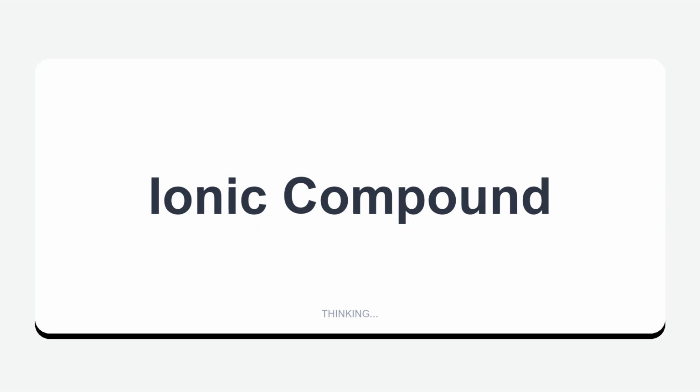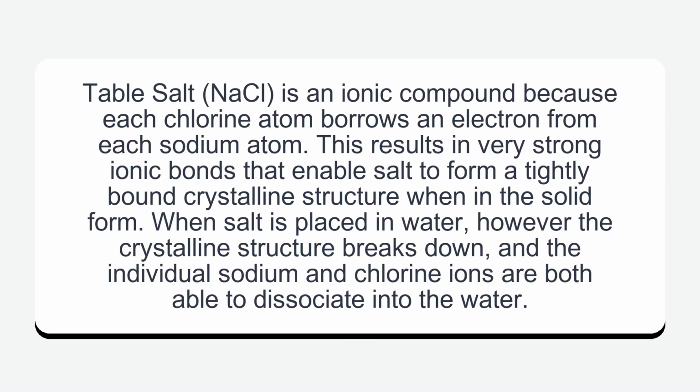Ionic compound. Table salt, NaCl, is an ionic compound because each chlorine atom borrows an electron from each sodium atom. This results in very strong ionic bonds that enable salt to form a tightly bound crystalline structure when in the solid form. When salt is placed in water, however, the crystalline structure breaks down, and the individual sodium and chlorine ions are both able to dissociate into the water.